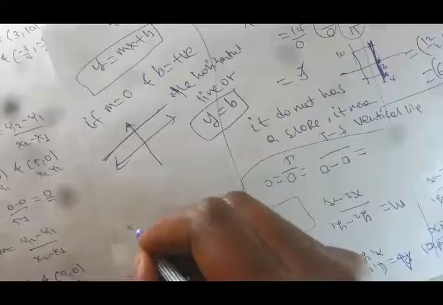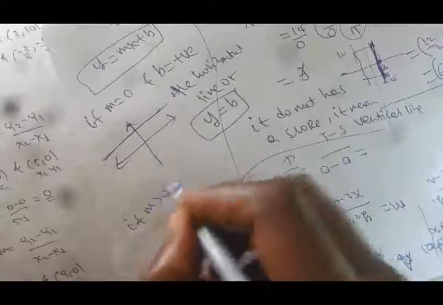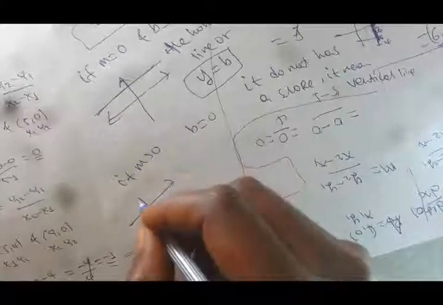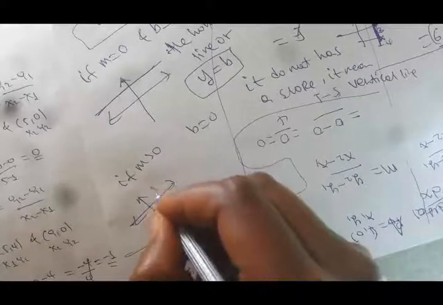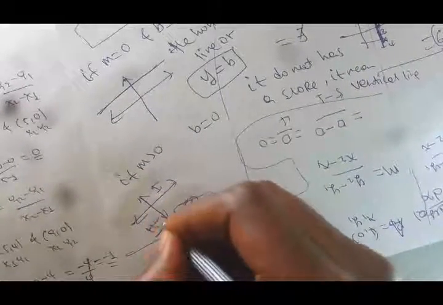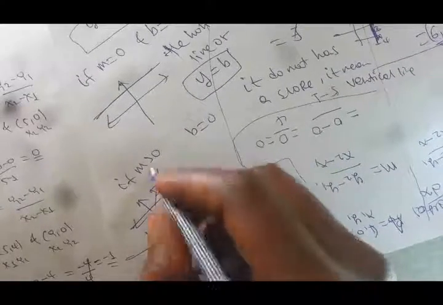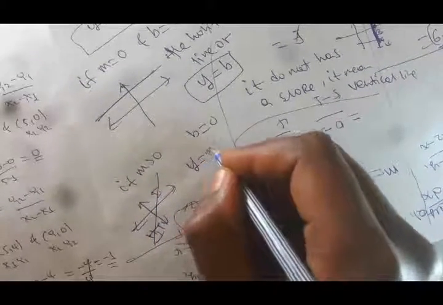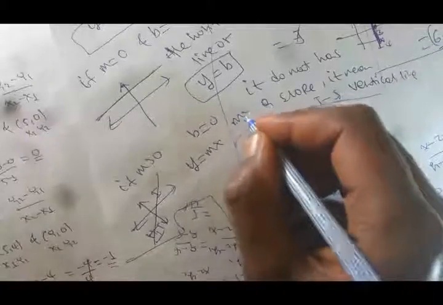And the second one is, if m is greater than 0 and b is 0, the graph will pass between the first and third quadrant through the origin. Therefore this is the graph of y is equal to mx, where m is greater than 0.